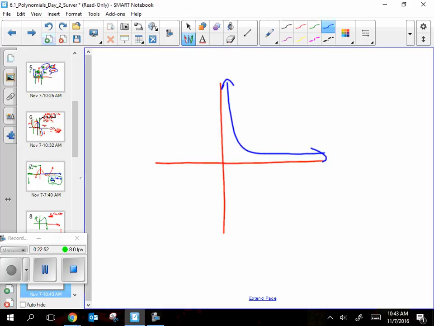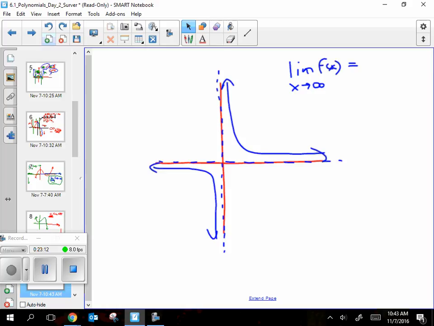Remember this function? It's the 1 over x function. And there are asymptotes here that it'll never cross. So my question is, what is the limit of this function as x approaches infinity? Don't say it, write it. What is the limit of this function? If I go infinitely far to the right, what will it be infinitely close to?